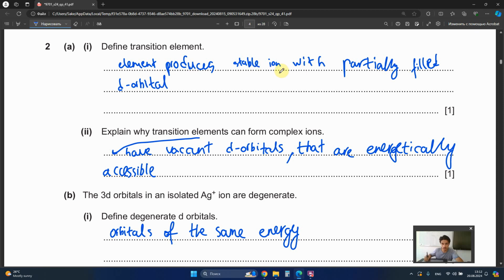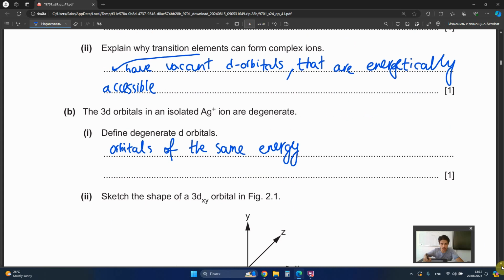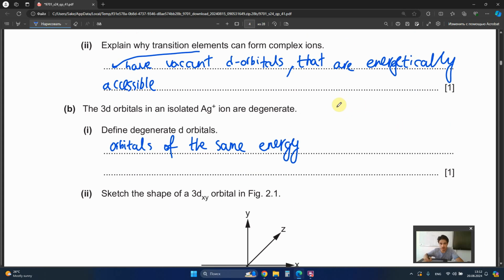So first of all, a transition element produces at least one stable ion with a partially filled configuration. I mean, d orbitals are partially filled. So this is an important part of your definition. Without it, it has no sense. Next, you also need to explain why transition metals can produce complex ions.